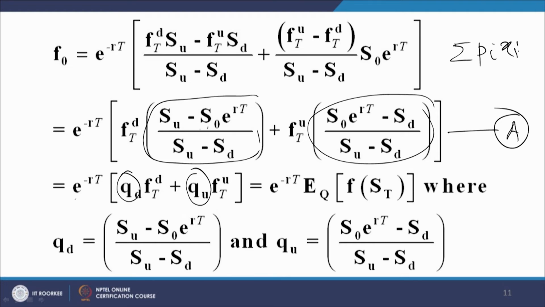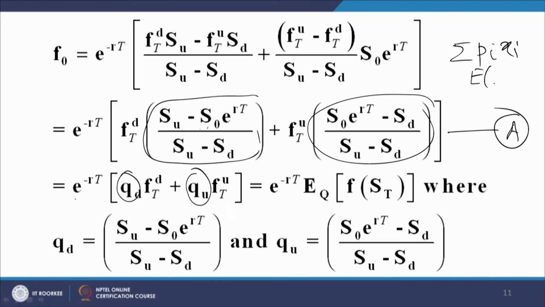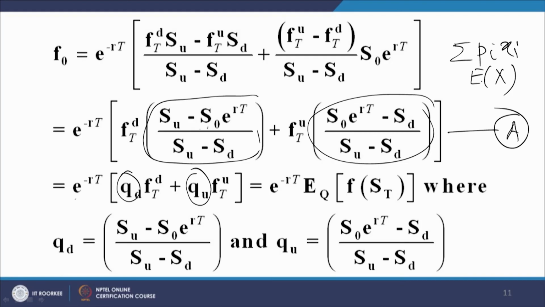And what is sigma of p i x i? It is equal to E of x. So, that is precisely what we have done here. We have used the analogy with the expectation value of a statistical or a random variable to write this expression as this expression, the expectation of f of s t.